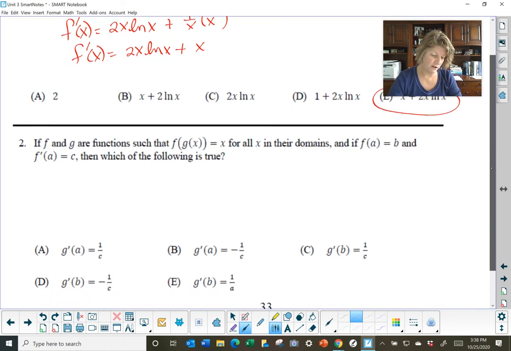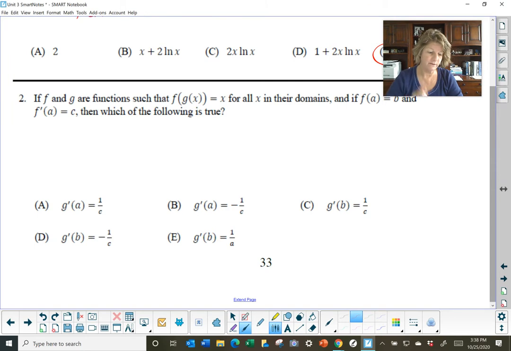Number 2, f and g are functions such that f of g of x, a composite function, equals x for all x in their domain. And if f of a equals b and f prime of a equals c, then which of the following are true or is true? Notice we've got a's and b's kind of going on there. Let's go through this one. First thing I noticed when I read it, that is a composite function. That's going to be an f prime of g of x times g prime of x rule. And then the derivative of x on the right side is going to be easy. That's going to be a 1. It looks like they want us to evaluate at a, so we're going to evaluate our derivative at a. Pause the video and then come back and compare your answers.